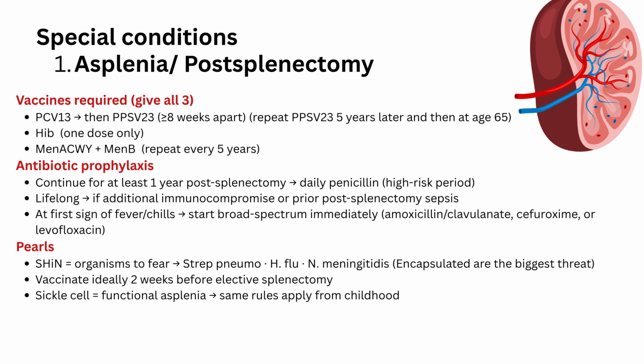Then PPSV23 is repeated 5 years later, and again at age 65. They also need a single dose of Hib vaccine. In addition, they need meningococcal protection with both MenACWY and MenB vaccines. MenACWY is repeated every 5 years. Antibiotics are just as important as vaccines in these patients. They are usually placed on daily penicillin for at least 1 year after splenectomy. In higher risk patients, or those with previous severe infections, this may continue lifelong.